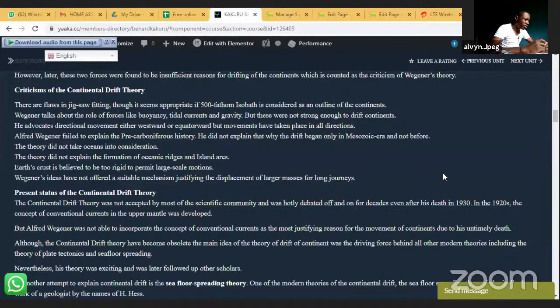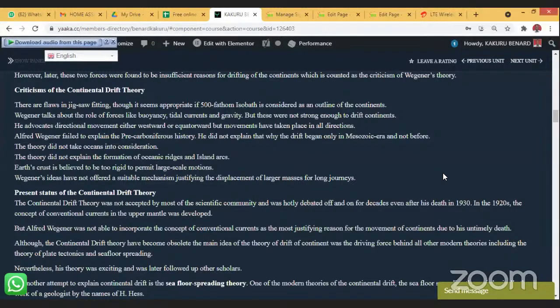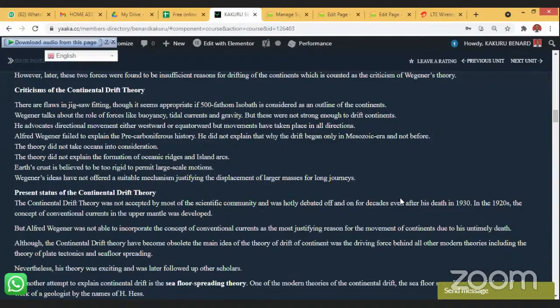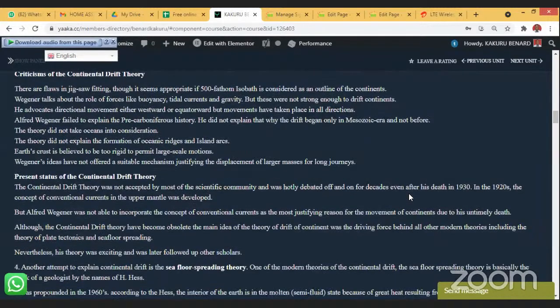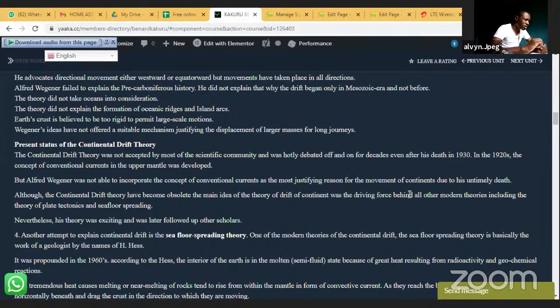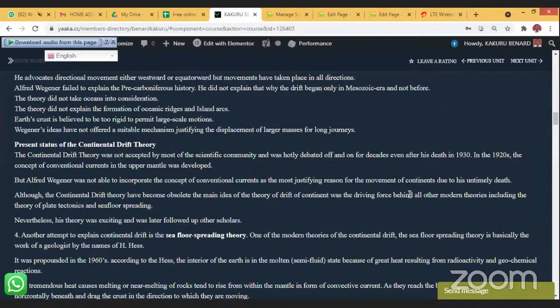The theory did not take oceans into consideration. It did not explain the formation of oceanic ridges and island arcs. The Earth's crust is believed to be too rigid to permit large-scale motions. Wegener's ideas have not offered a suitable mechanism justifying the displacement of larger masses over a long journey.